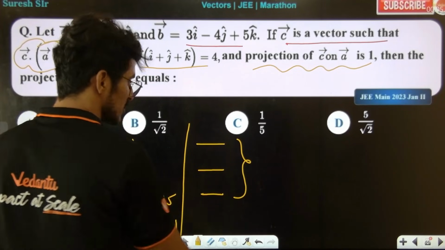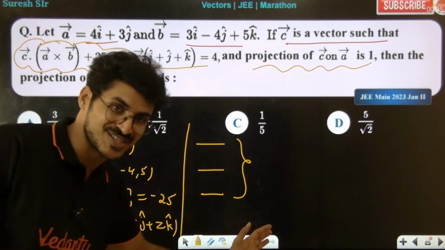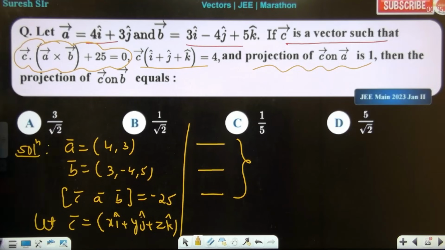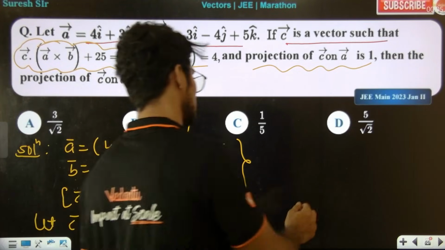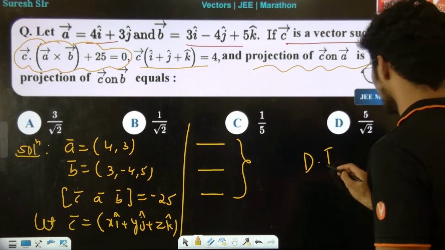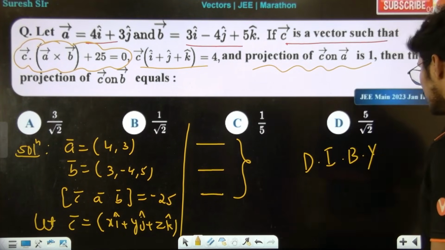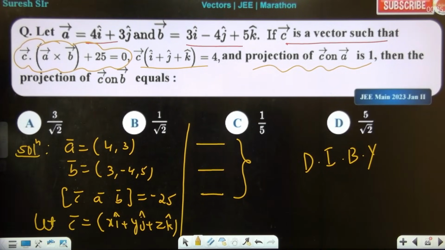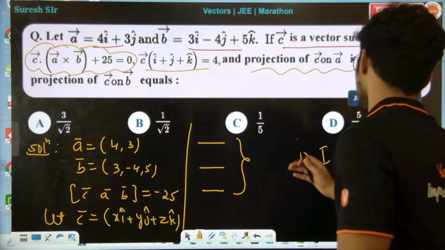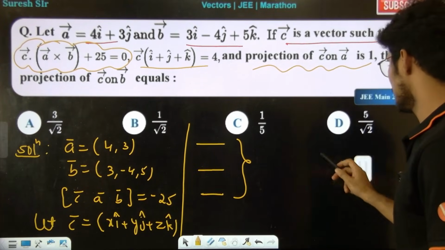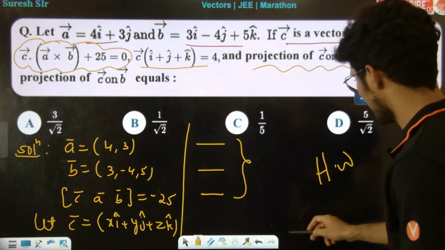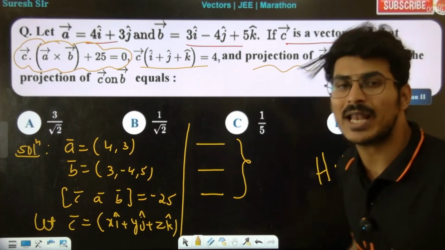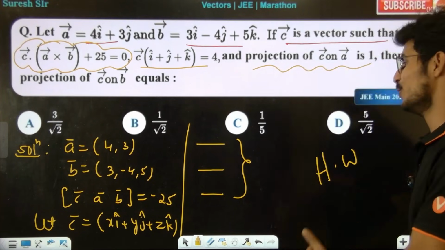So 3 unknowns, 3 equations, and if I solve the 3 equations I will get the answer. So you need to do it by yourself, on your own. Are you getting the point? You can take it as homework, simply write it as homework. HW means homework, right?